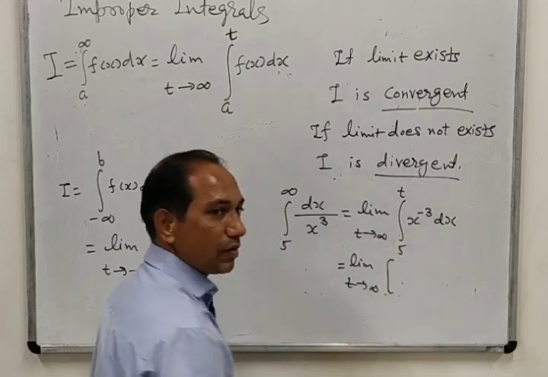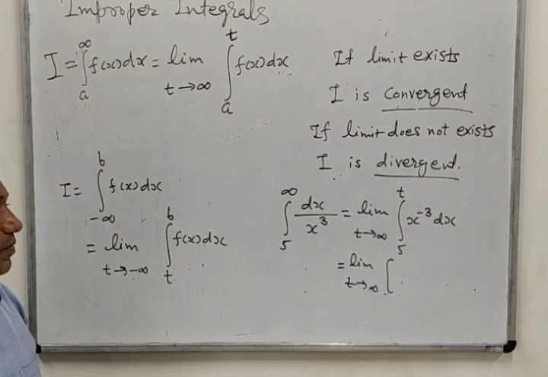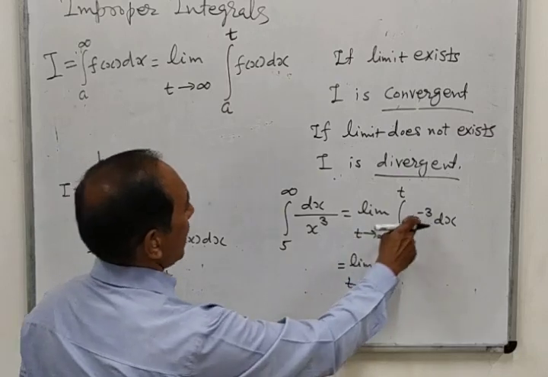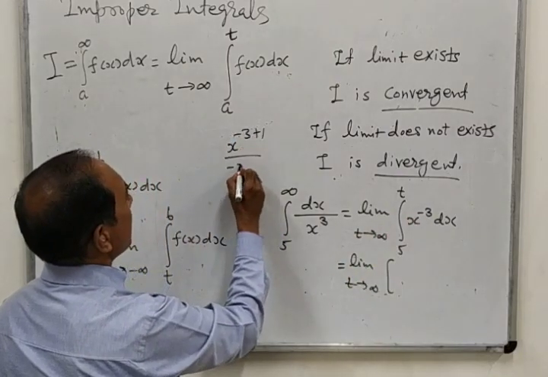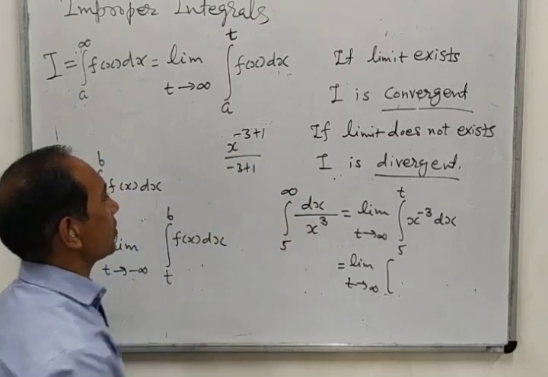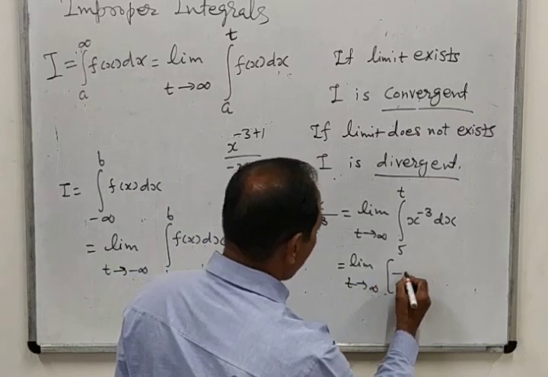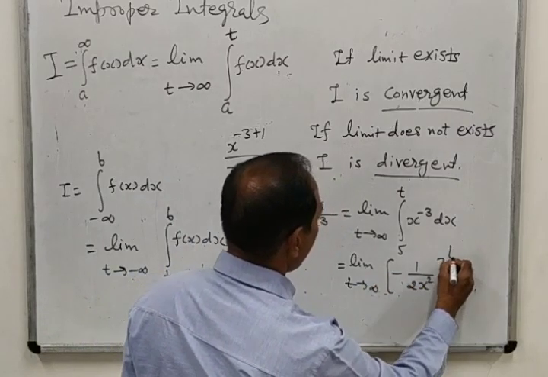x raised to n has the integration x raised to n plus 1 upon n plus 1. So it has the integration x raised to minus 3 plus 1 divided by minus 3 plus 1. That means x raised to minus 2 upon minus 2, which is minus 1 upon 2x squared, and it is from 5 to t.